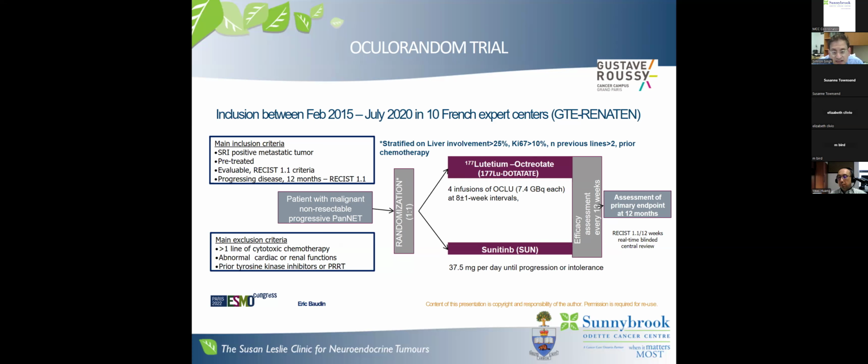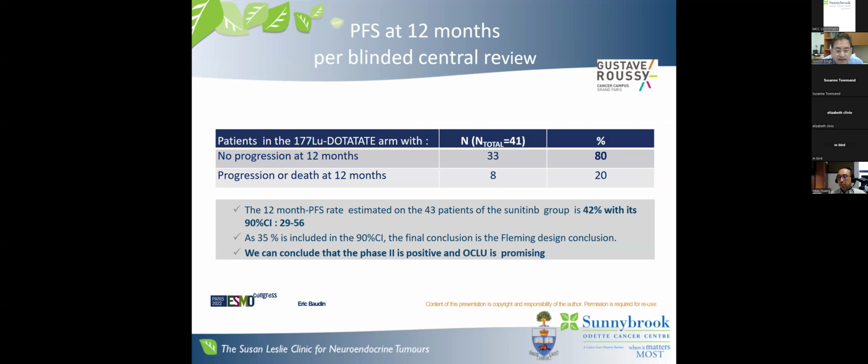Now, this study, interestingly, had a primary endpoint of PFS at 12 months, which is probably not the common endpoint we see in most of our trials. And I think this was done primarily to keep the numbers at a feasible level. But nonetheless, what they did find is that there was a difference between 80 and 20%. So it was a positive trial about progression at 12 months, showing an advantage to the lutetium dotatate arm.